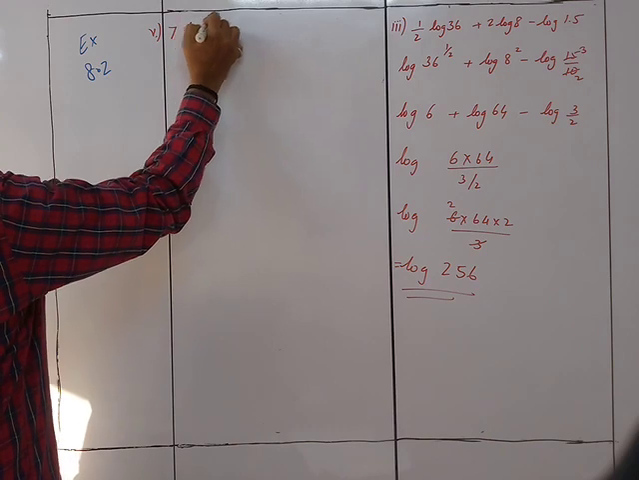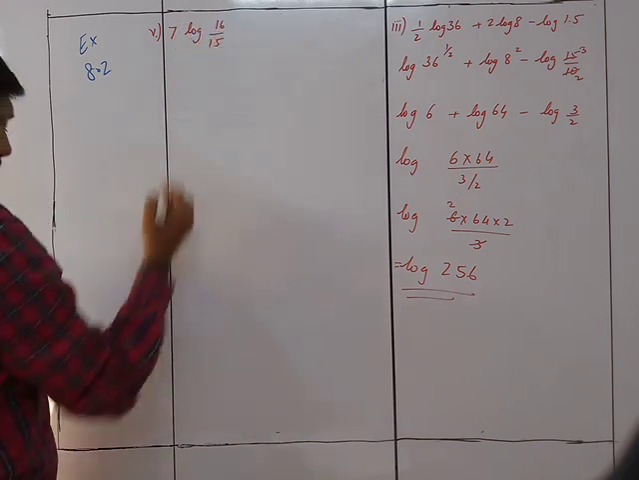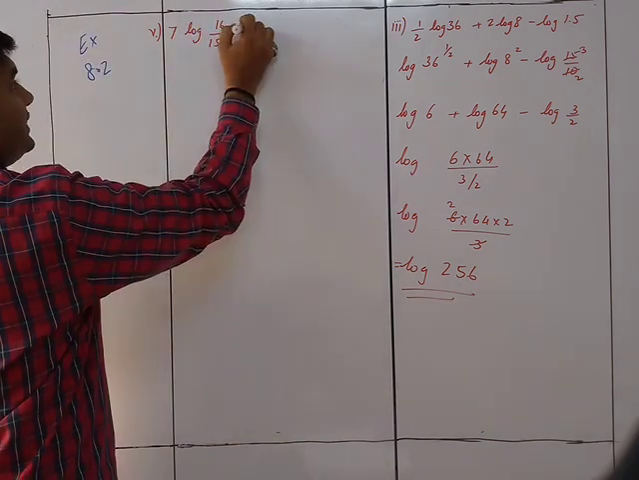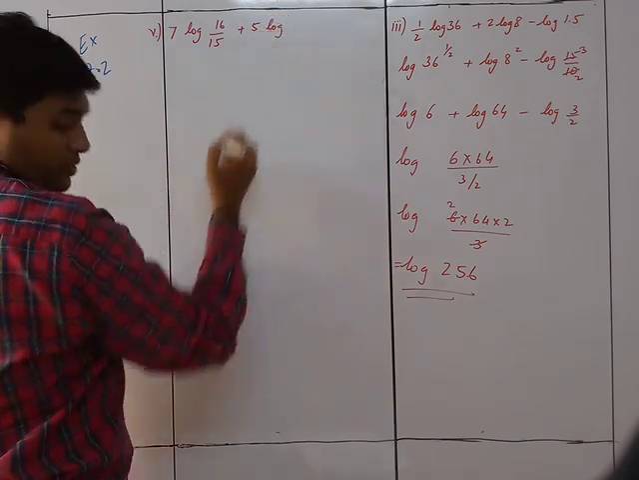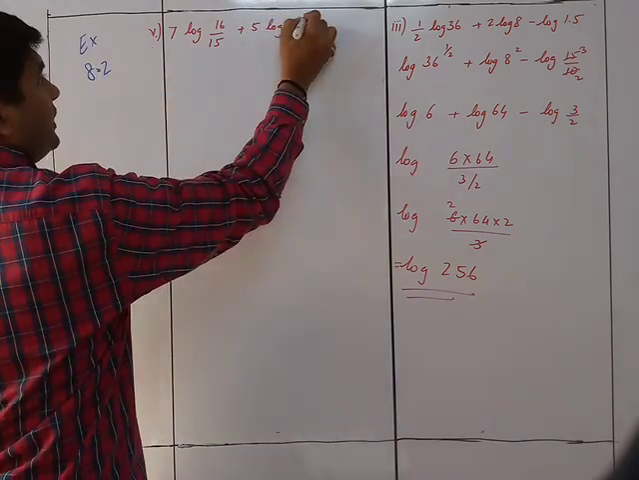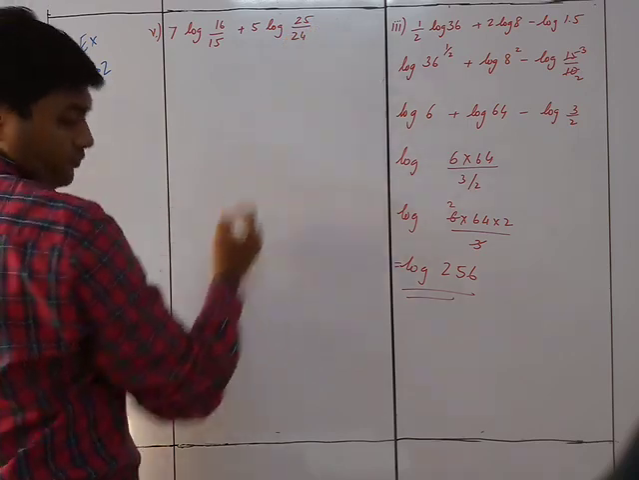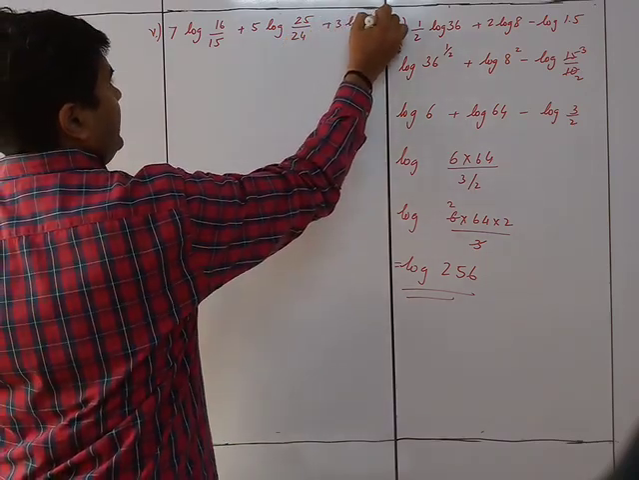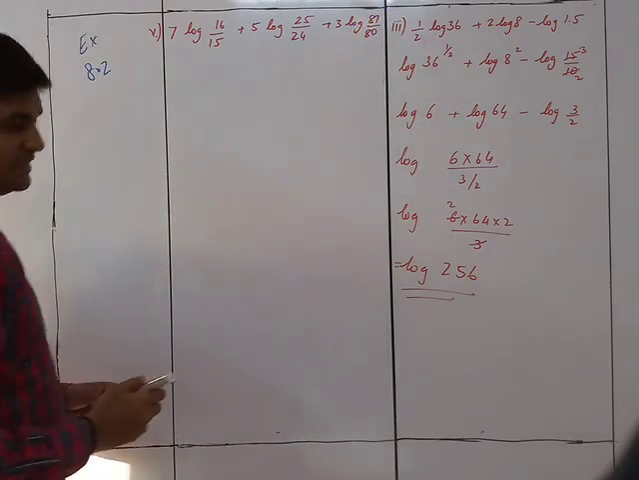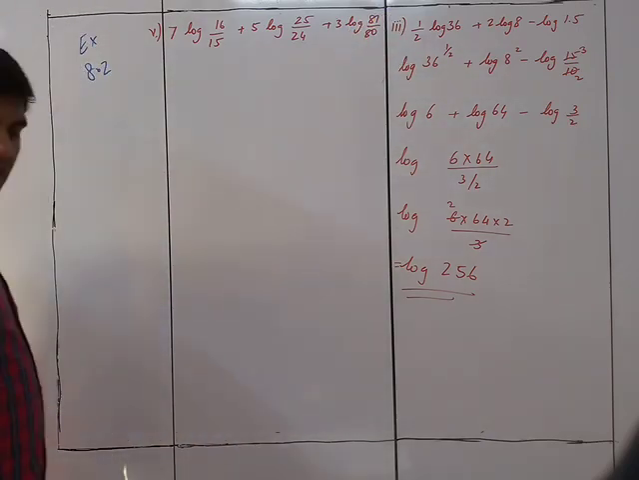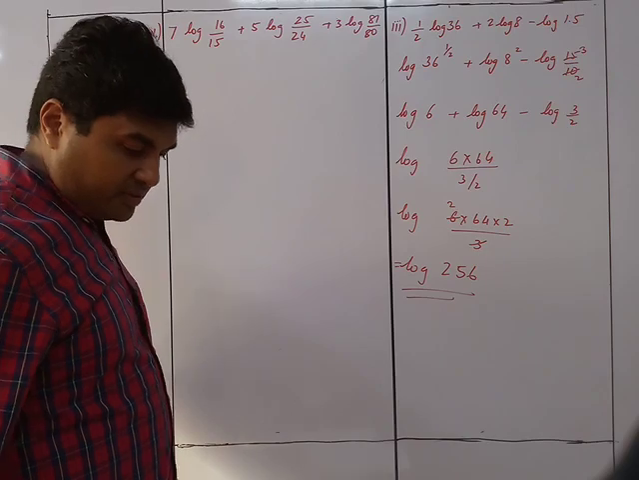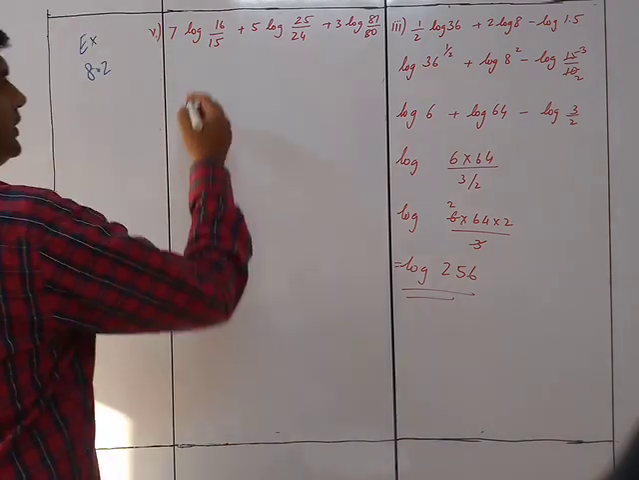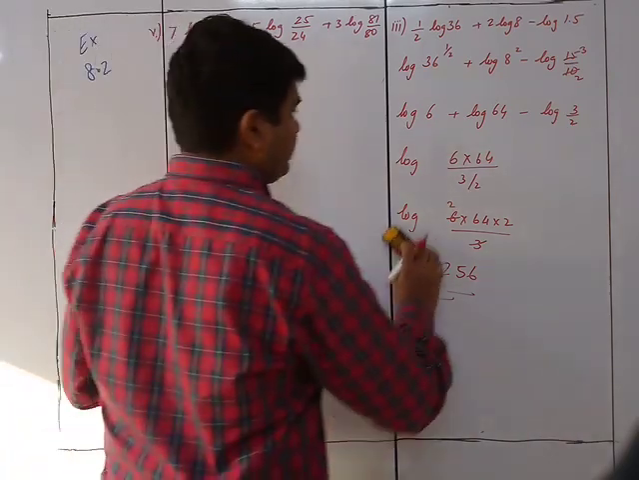Seven log 16 upon 15 plus 5 log 25 upon 24 plus 3 log 81 upon 80. This is very much similar to the earlier sum we did, that is the second one, the 7th. We are going to use the same thing over here. So I may need space.